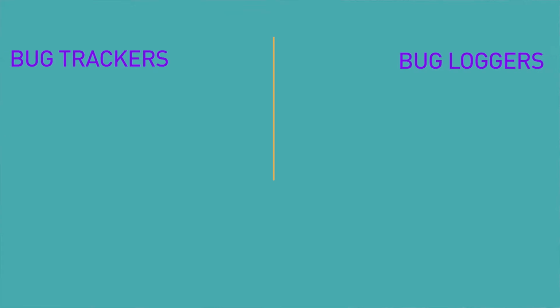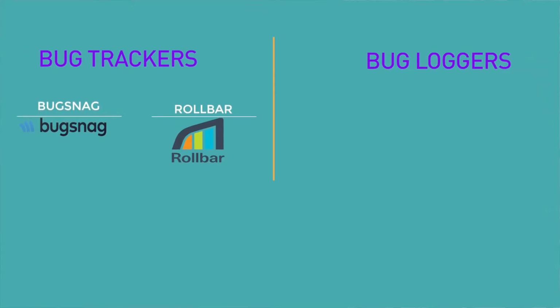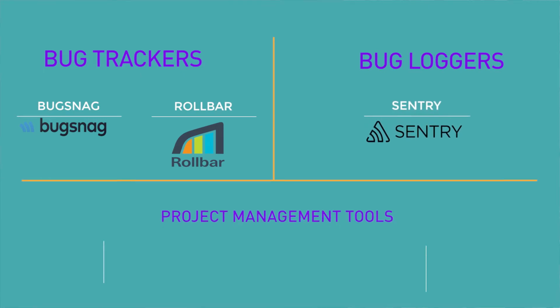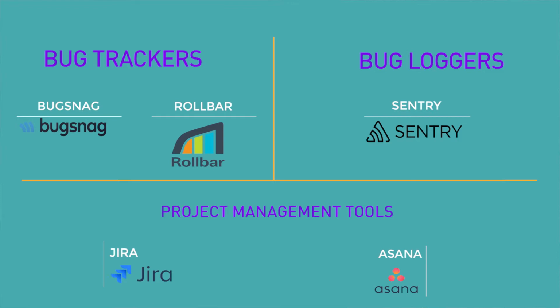So there are several tools you can use to track your bugs. Bug trackers and loggers, trackers like Bugsnag and Rollbar, as well as bug loggers like Sentry. You can also use project management tools like Jira and Asana. And I'll put in the links down here so you can have a look at them for further details.